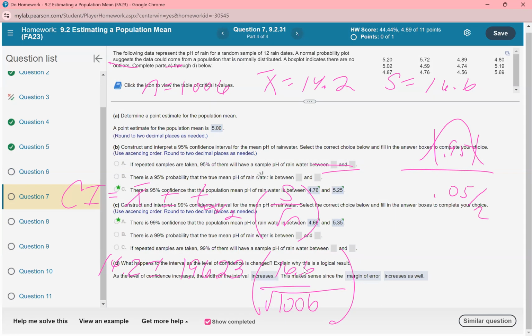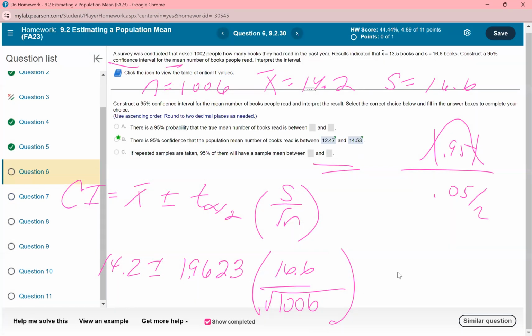Oh, let's go back on that one too. Sorry, my numbers were different, but in terms of which sentence to choose, there is a 95% confidence, not a 95% probability. Probabilities are automatically out. It says if repeated sample means are taken, 95% of them will have the sample mean between blank and blank. But remember, we're talking about a confidence interval. So our sentence should be that I am 95% confident that the population mean of the number of books is between blank and blank.